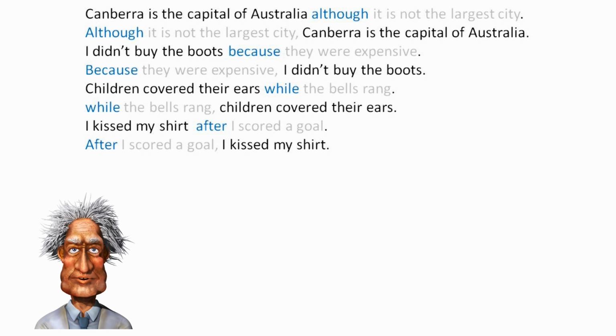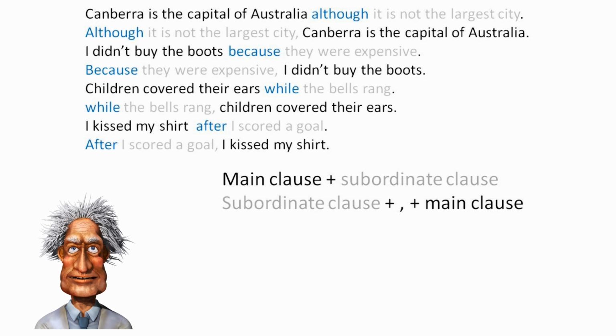Now you'll notice when you start with the subordinate clause, after that clause, before the main clause, there's a comma. So, children covered their ears while the bells rang. That starts with the main clause, no comma. While the bells rang, comma, children covered their ears.